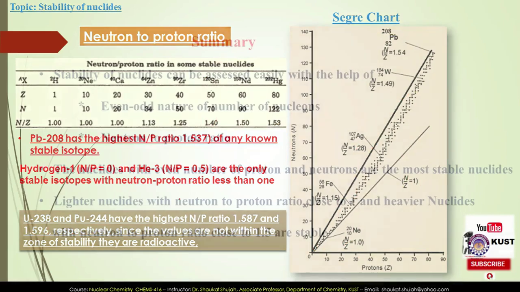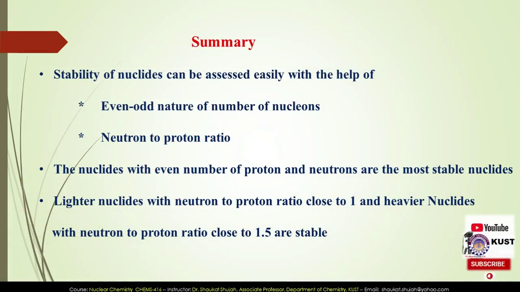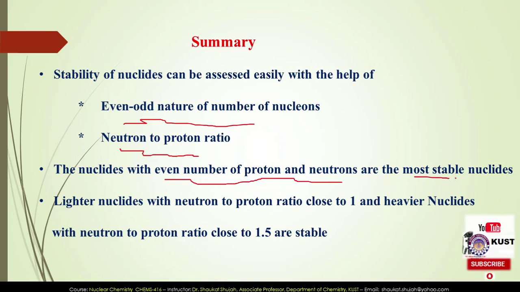Now the summary. In this lecture we have discussed the stability of nuclides, and we have seen that the even odd nature of number of nucleons and the neutron to proton ratio have an impact on the stability of nuclides. The nuclides with even number of protons and neutrons are the most stable ones, and the lighter nuclides with neutron to proton ratio close to 1 and heavier nuclides with neutron to proton ratios close to 1.5 are stable.